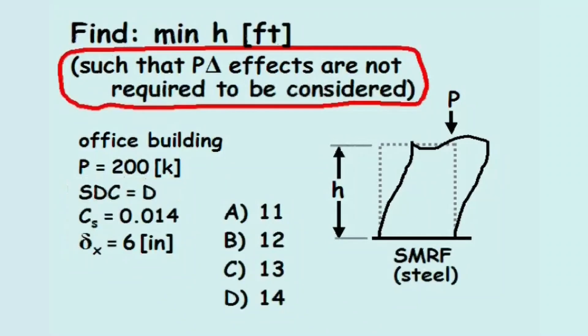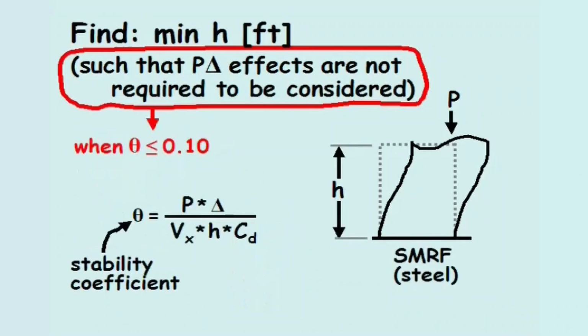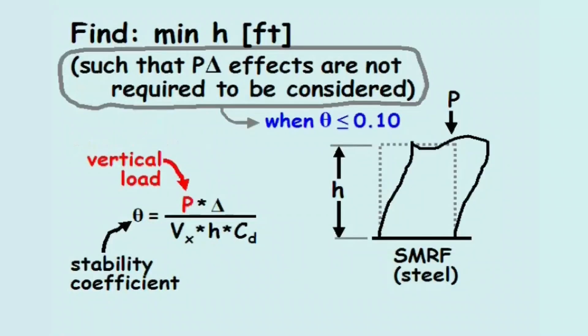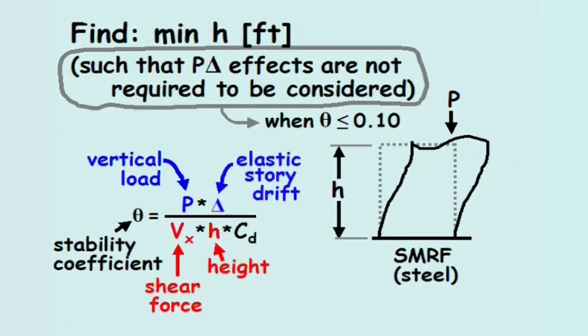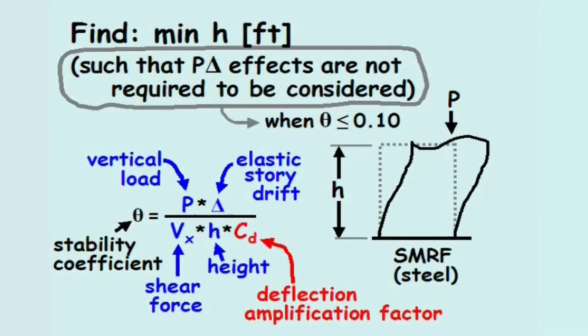P-delta effects are not required to be considered in a seismic analysis when the stability coefficient, theta, is at most 0.10. The stability coefficient equals the total vertical design load, P, times the elastic story drift, delta, divided by the quantity the lateral seismic shear force, Vx, times the height of the structure, h, times the deflection amplification factor, CD.